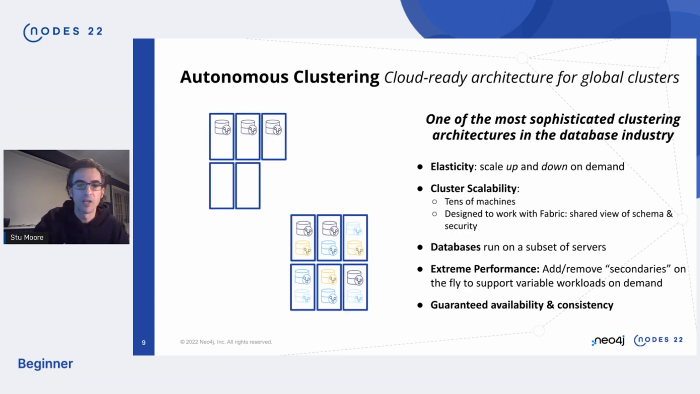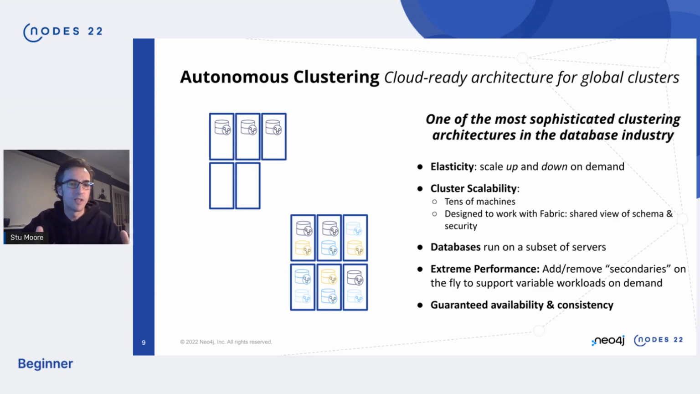But first, I want to go through autonomous clustering. It's perhaps one of the most sophisticated clustering architectures in database. It enables elasticity within your cluster. You can now scale out with more and more servers within your cluster. The key innovation within our clustering technology is this: you no longer need to run a copy of the database on every single server within the cluster.